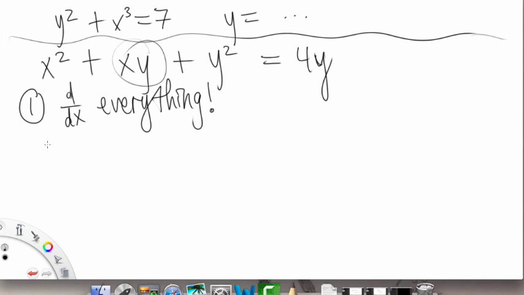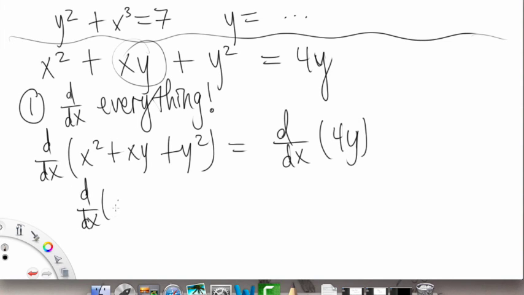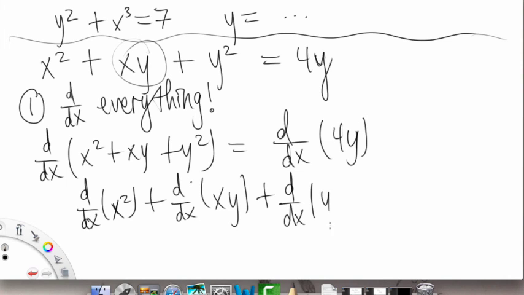Exclamation point for emphasis. So if we d/dx the left side, we get d/dx of x squared plus xy plus y squared is equal to d/dx of 4y. Then we can break this up: d/dx of x squared first, plus d/dx of xy, plus d/dx of y squared, is equal to d/dx of 4y.